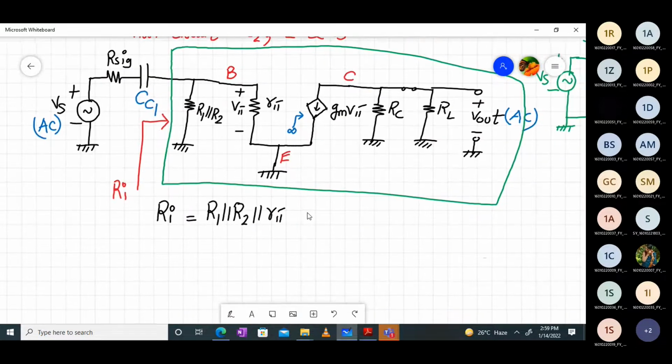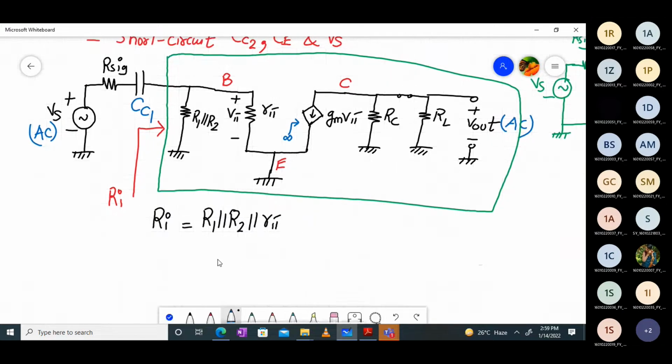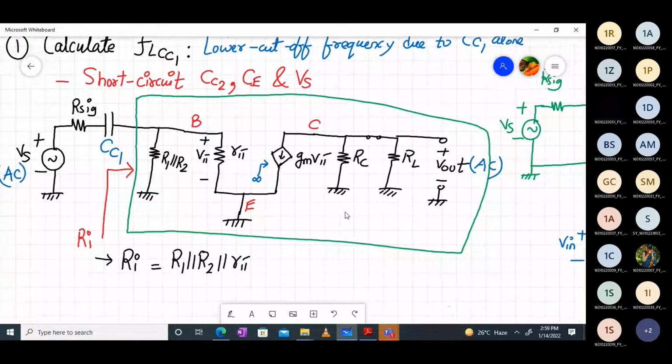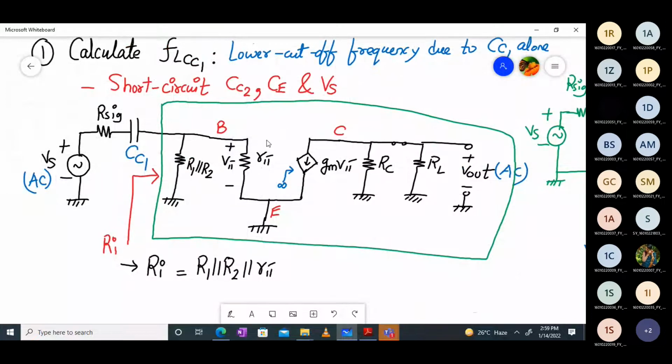Everyone? Yes or no? I can repeat that point, no problem, but you have to understand. Not clear, sir. Which part is not clear? Why don't we take RC and RL? See, if you look over here, this is an open circuit, na? Open circuit has infinite resistance. Between the base and the collector, there is no wire connected. If a wire was connected, still the resistance would have been infinite.